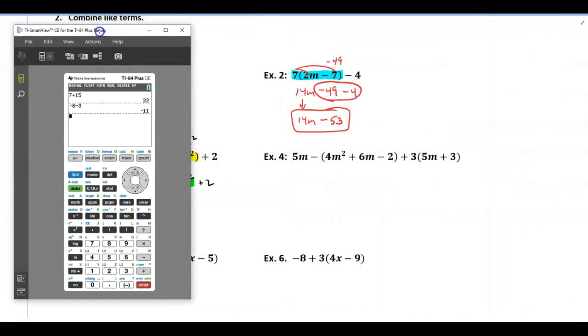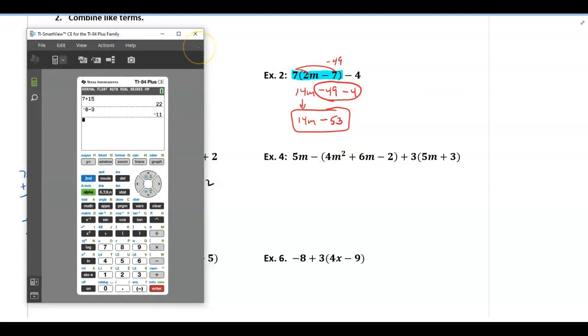So when we look at the next example, right? I look, do I have any parentheses to get rid of using distribution? Right? I have to distribute there, and I have to distribute here. So right away, I bring down my 5m. I'm going to distribute my minus sign.